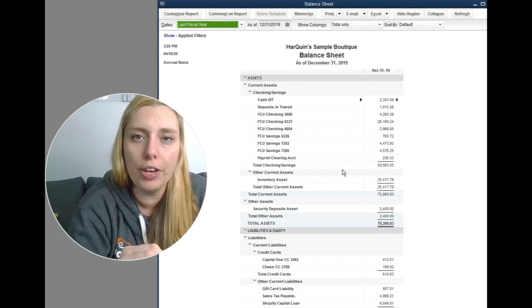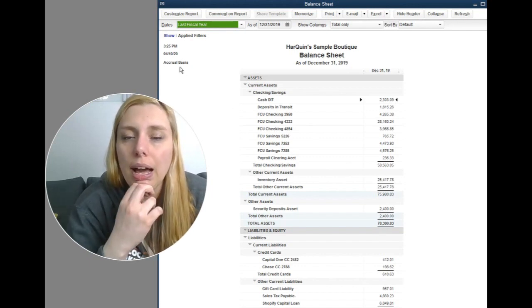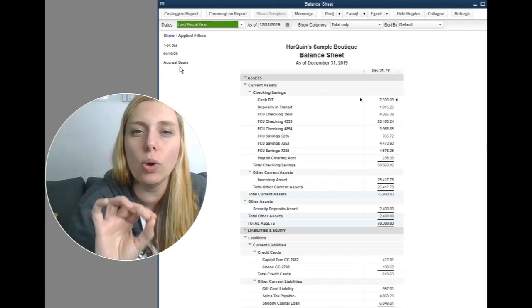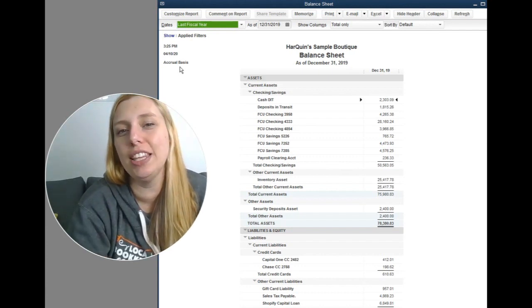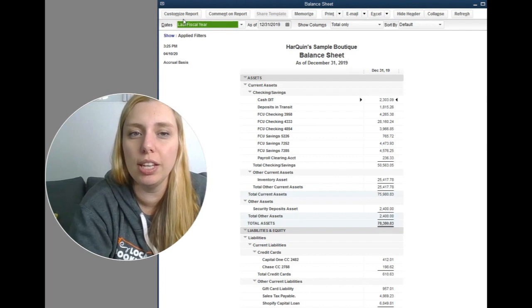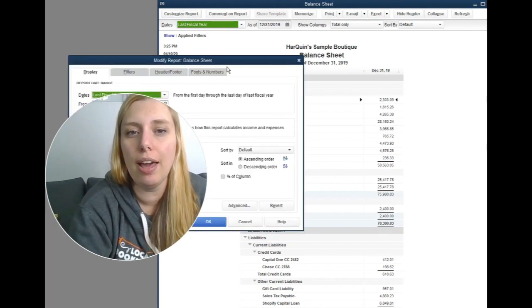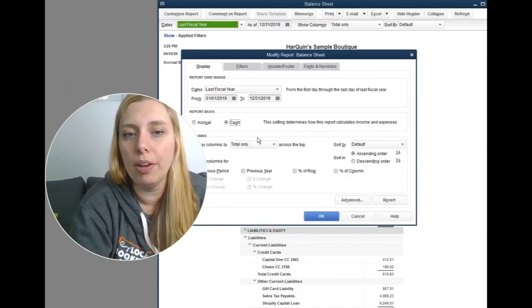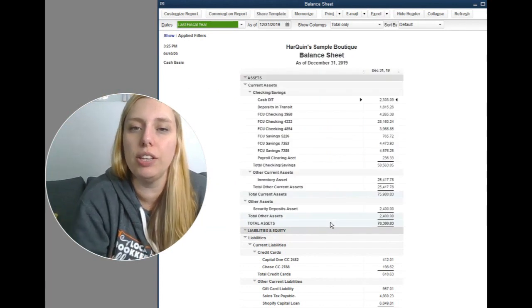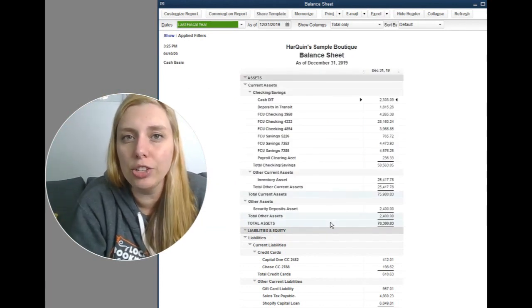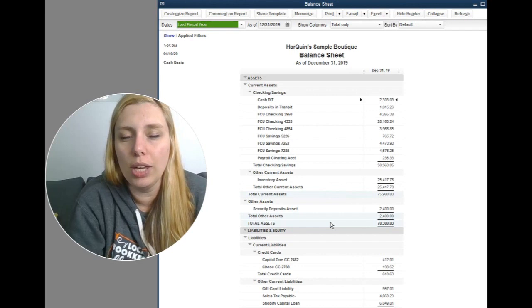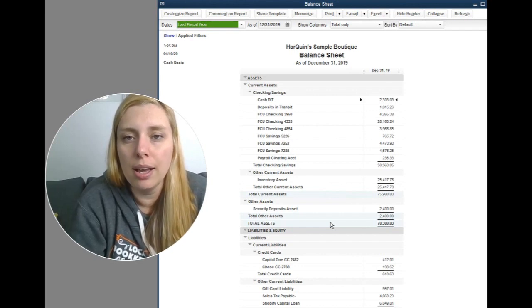Like I explained in the previous videos, there is accrual basis right here and there's cash basis. But because we're entering everything as it has already hit the bank, even if I switch this to cash basis, it's going to have the same numbers. But if you happen to have a business with accounts receivable or accounts payable, cash and accrual will change. So keep that in mind when you're running reports, if you're using accounts receivable and accounts payable inside of QuickBooks.